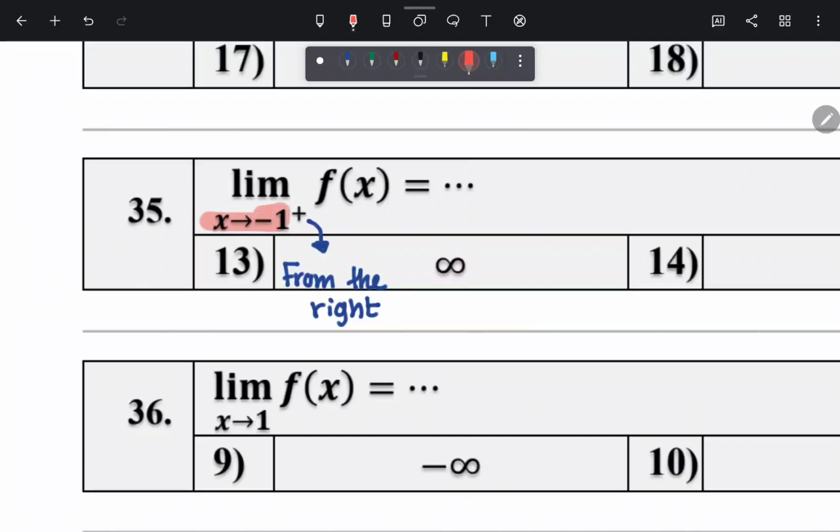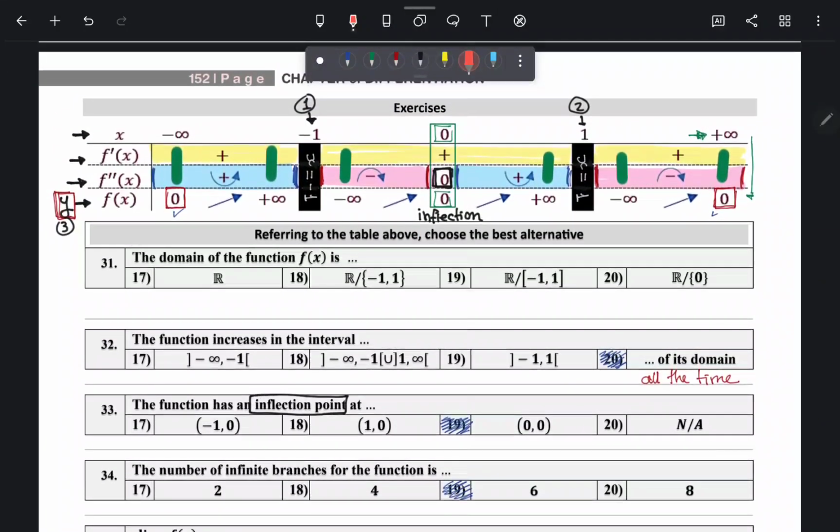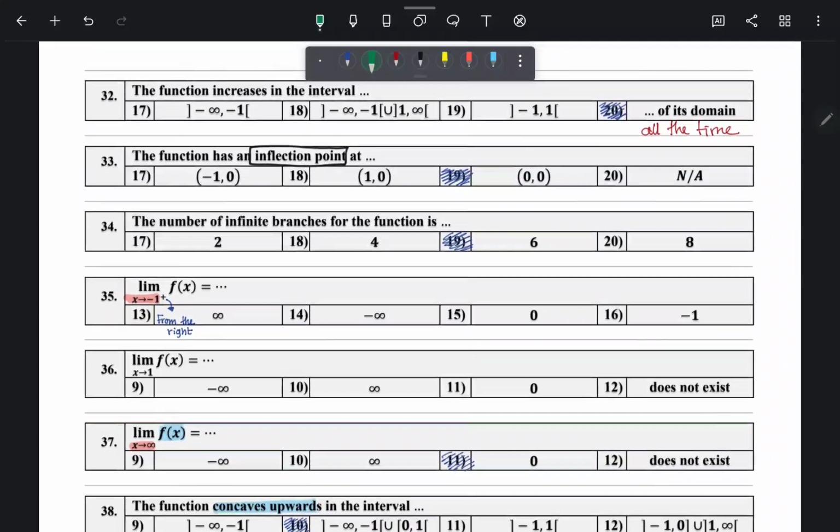x goes to minus 1. We go to the minus 1. We notice that this minus 1 is a gap. We don't have a value of y. So what do we do? Because he specified the positive direction, I'm going to look at the right. And I'm going to write the number that I see there. So what do I see there? Negative infinity. So that's the value of the limit.